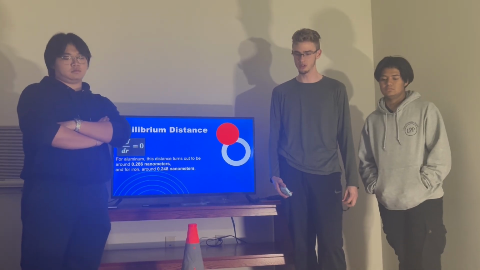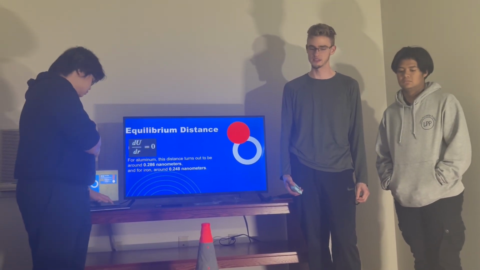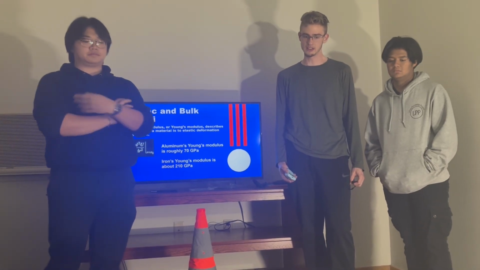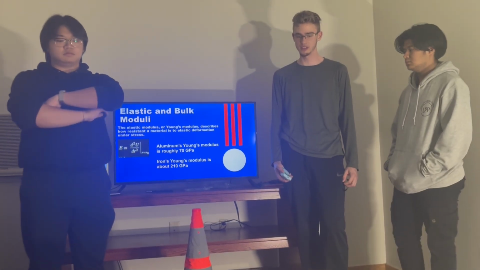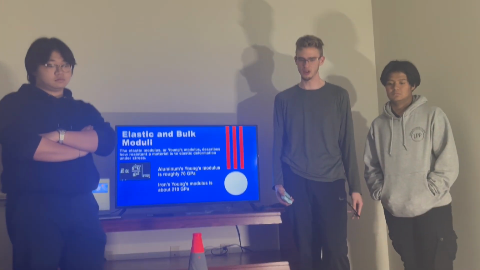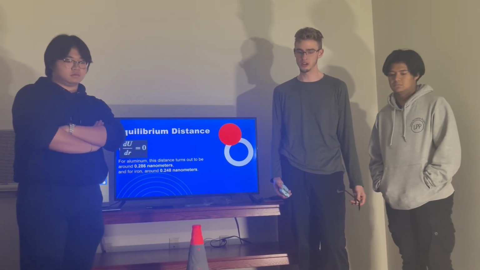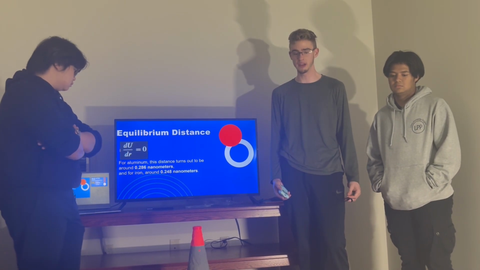The second term represents attractive van der Waals forces that dominate at moderate separations. The point where the potential energy is at a minimum corresponds to the equilibrium distance between the two atoms. That is the natural spacing of the crystal lattice. To find the equilibrium distance, we take the derivative U(r) with respect to r and set it equal to 0. Solving for r, we find the point where attraction and repulsion balance out.